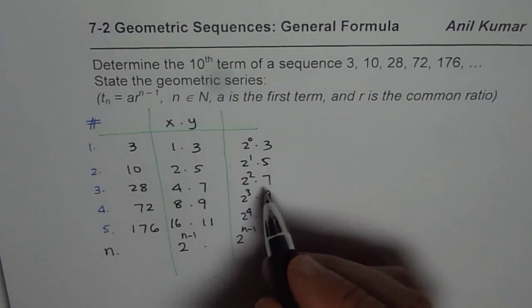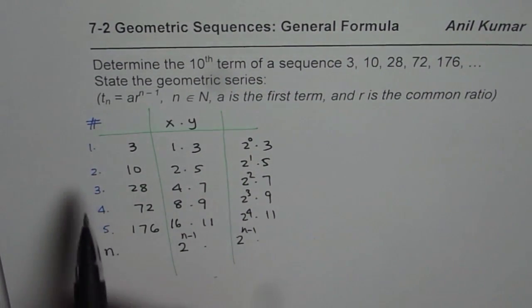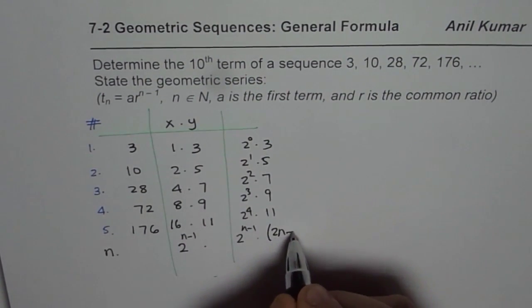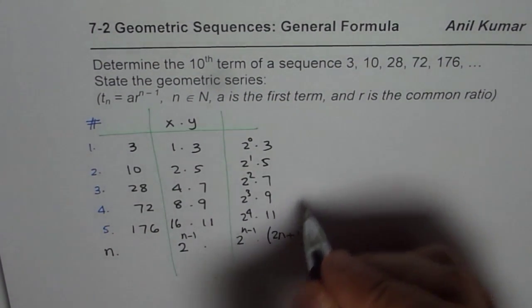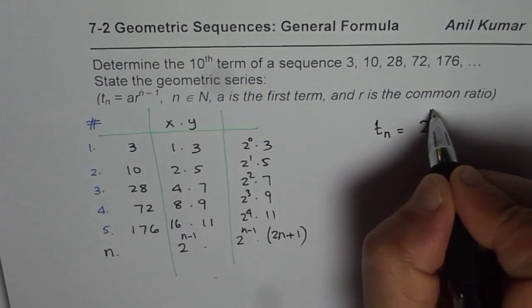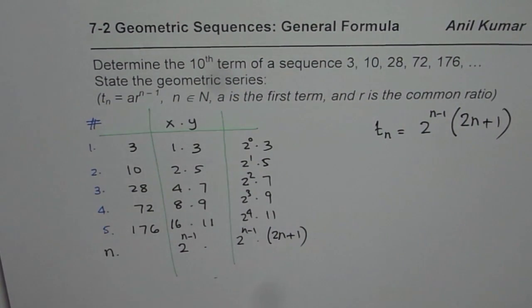Now how do we write these odd numbers? Odd numbers are 2n plus 1, like 2 times 1 plus 1. So these numbers are 2n plus 1. That gives us the general formula. Using this we can write Tn equals 2 to the power of n minus 1 times (2n plus 1). Do you appreciate that? That is how we can develop a formula, and this formula really helps to generate the given sequence.